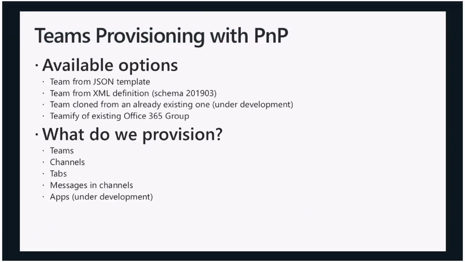You can provision a new team still using a JSON template, so the one that you can use with Graph directly. And we think this can be useful whenever you already have a JSON template of a team that you want to provision in a unique context, in a unique solution using the provisioning engine.